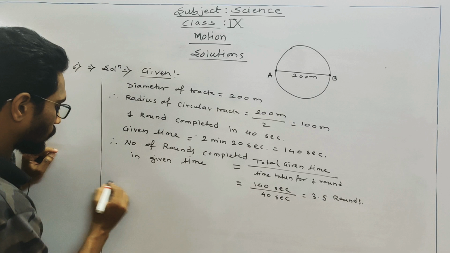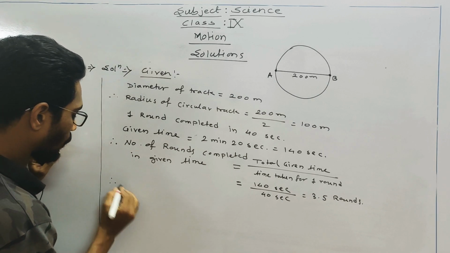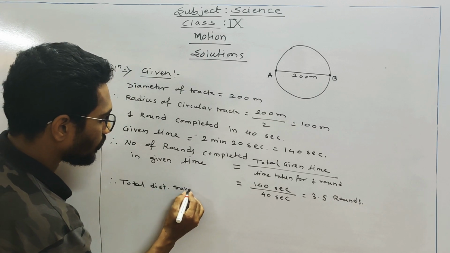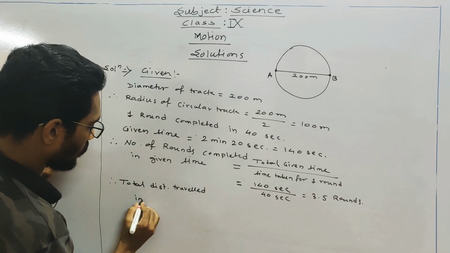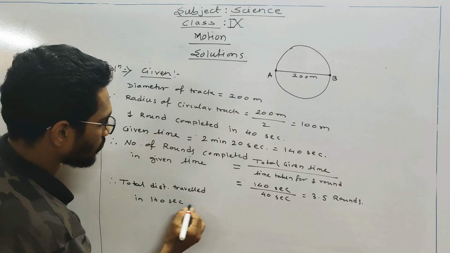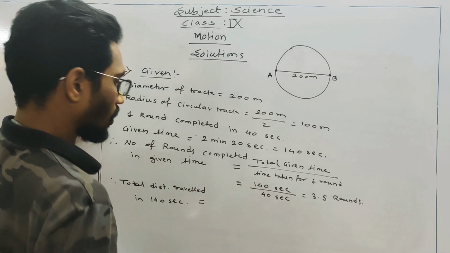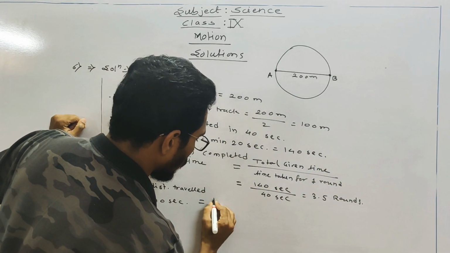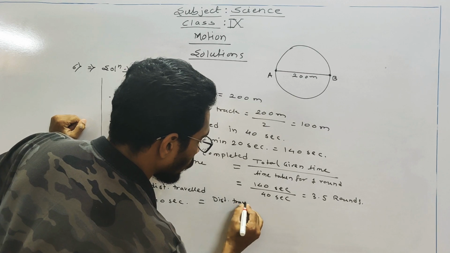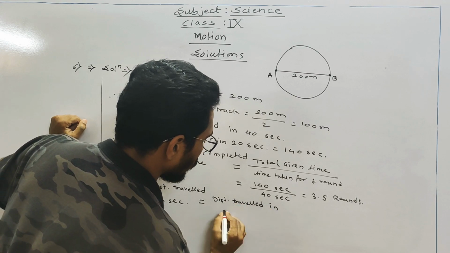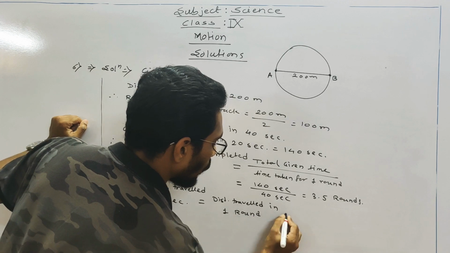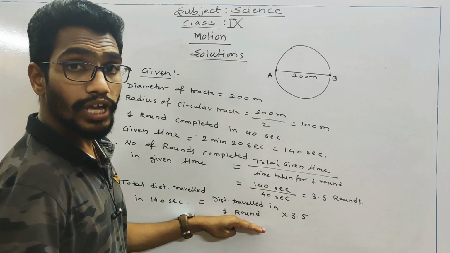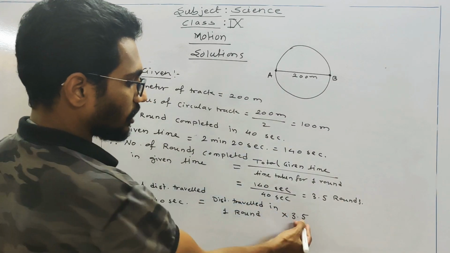Here I am going to write down. Therefore, total distance travelled in 140 seconds is equal to how many rounds completed? 3.5. So distance travelled in one round multiplied by 3.5. एक में कितना ट्रैवल होता है that you have to calculate multiplied by total number of rounds, that is 3.5.